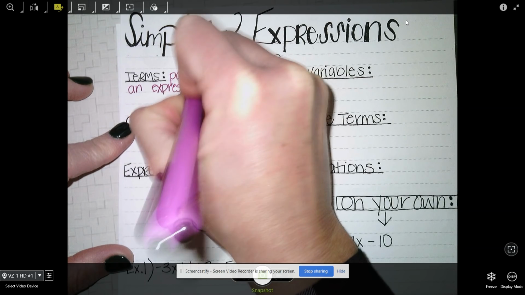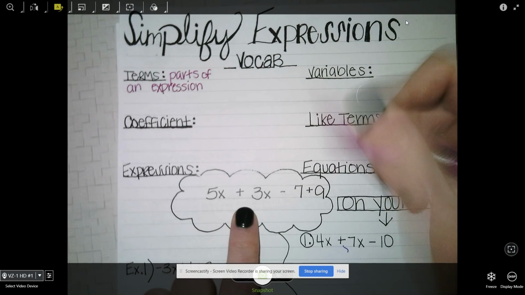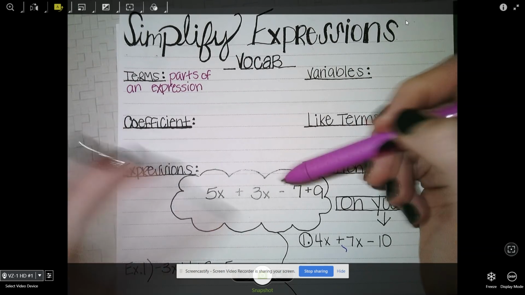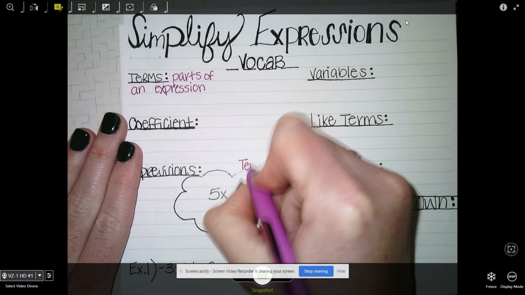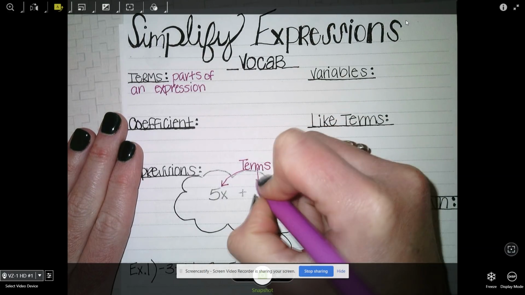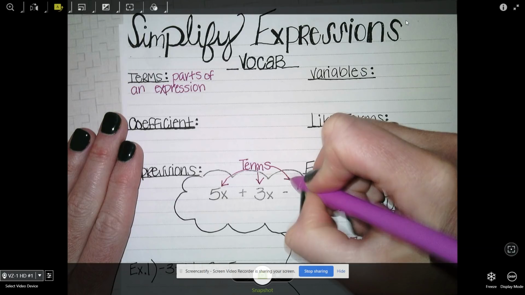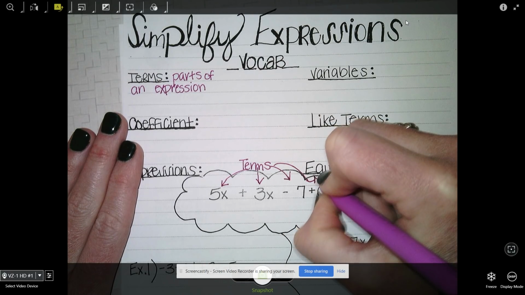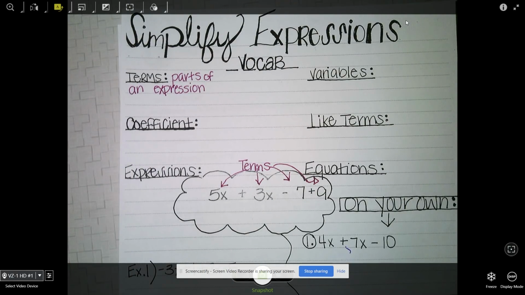And then, for example, on this problem, I'm going to do this in different colors to hopefully show you the different portions of this. The terms of this one are going to be all of these parts. So we have 5x, 3x, -7, and we have 9 all the way over here. So those are our terms.